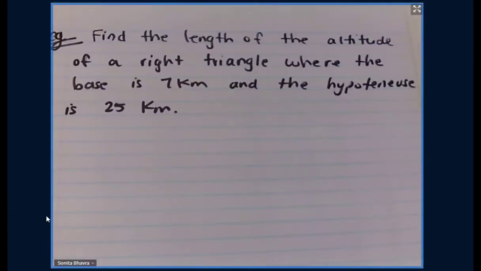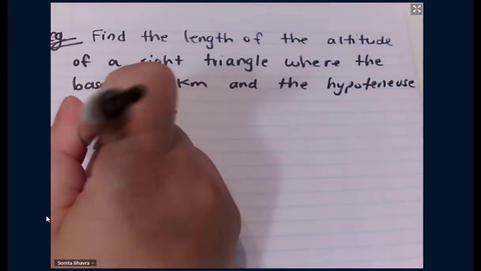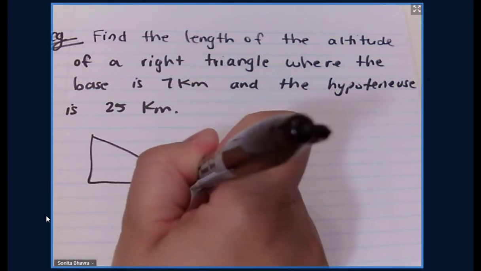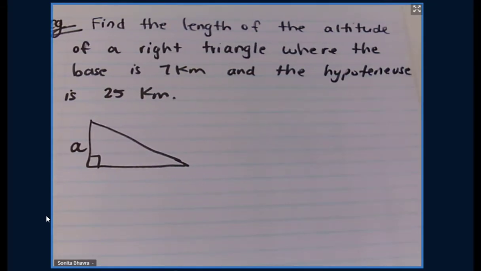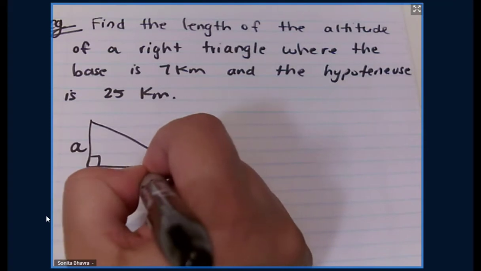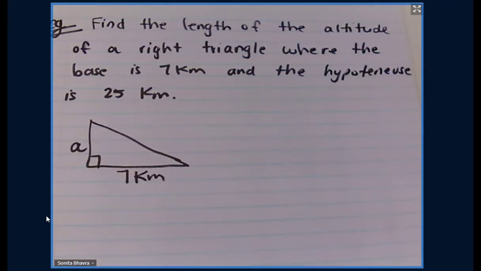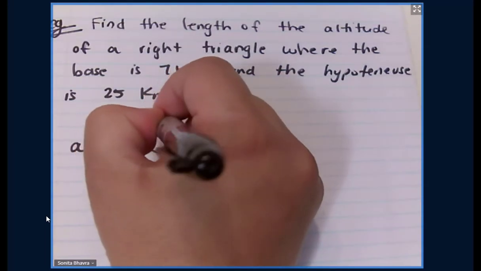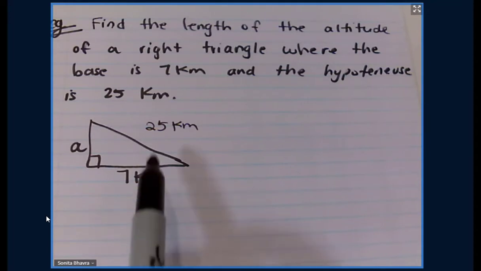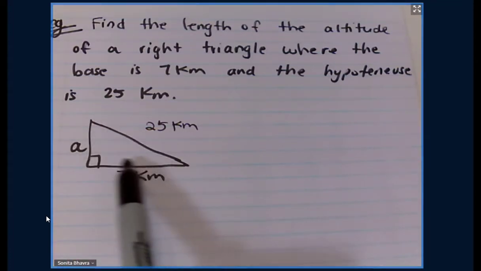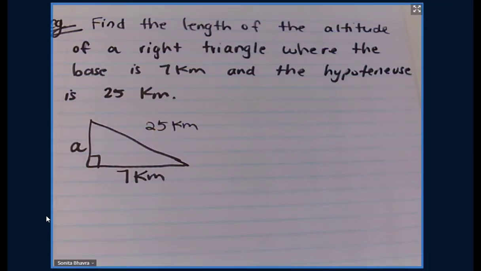Okay, next example, find the length of the altitude of a right triangle. Here is my right triangle, the altitude we are trying to find. We are given the base, where the base is 7 kilometers, and our hypotenuse is 25 kilometers. Again, make sure you have labeled it correctly. The hypotenuse is always the side across from the right angle. And a is the altitude. That is what we're trying to solve for.